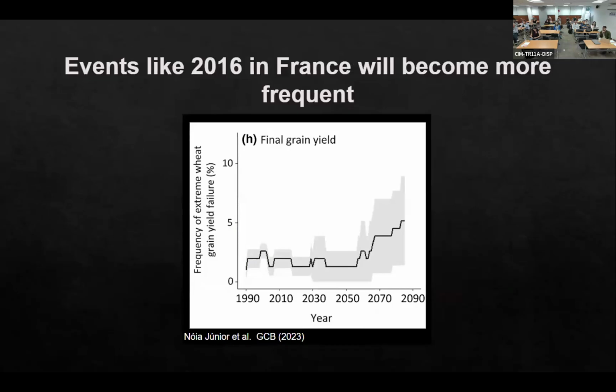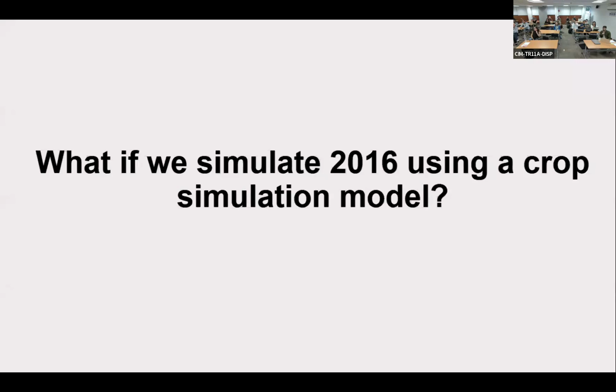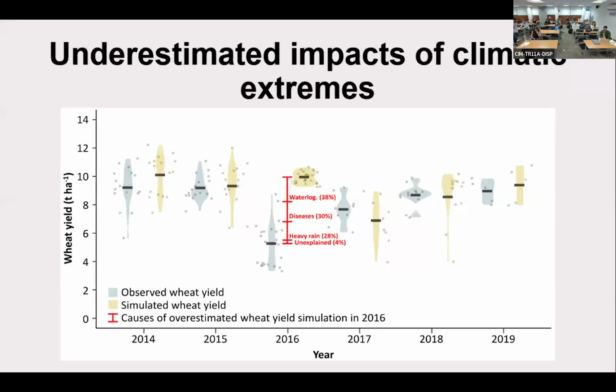And in another paper, we calculated the probability and frequency of events like 2016 in the future, and we see that those events are probably becoming more frequent. So waterlogging is very important. And the thing is, what if you try to simulate 2016 using a very well-known DSSAT wheat crop simulation model? So here's the response.